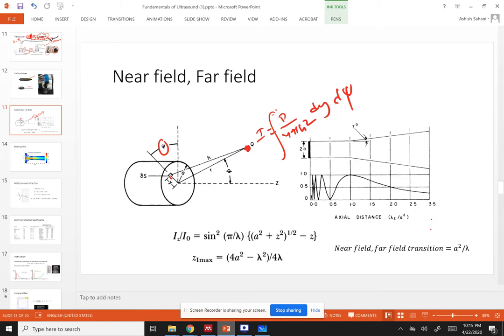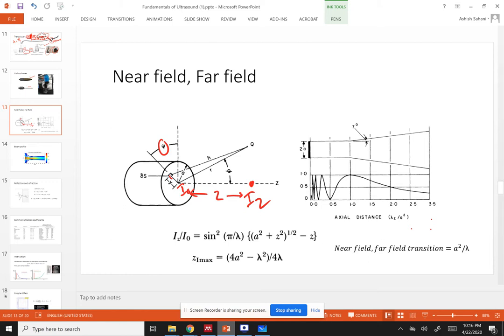Now this is a complex calculation to do, of course, so we will not go into that. But the simplest calculation, which matters in most cases, is the intensity along the central line, which is drawn from the surface, a line which passes through the center of this cylinder. What is the intensity along that line? That is given by Iz by I naught, where I naught is the intensity at the surface and Iz is the intensity at any given point which is z distance away from the surface.